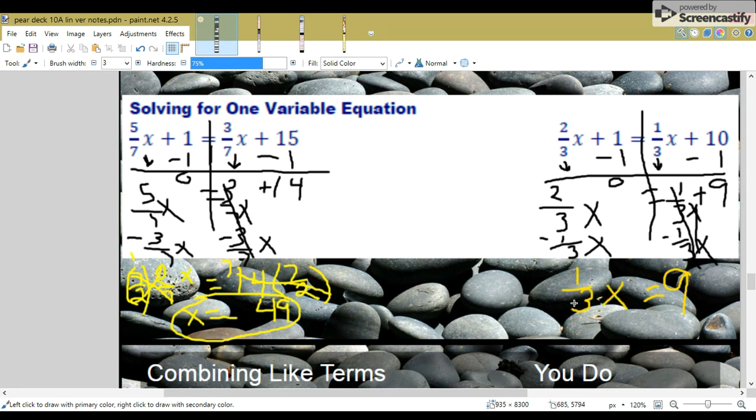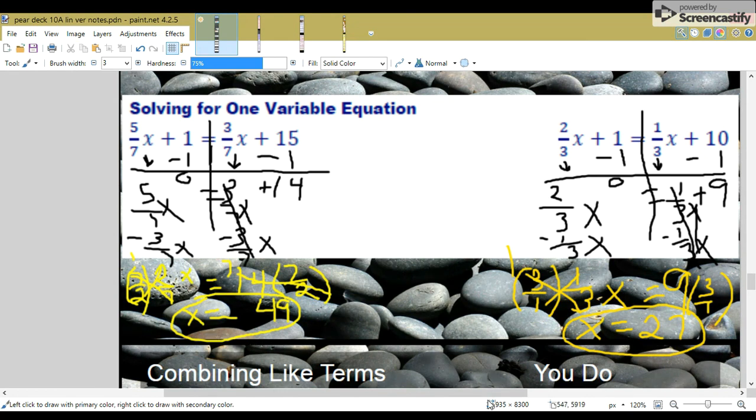To get rid of a fraction, we multiply by the reciprocal. We flip it. So instead of 1 over 3, we have 3 over 1. 3 divided by 3 is 1. 1 divided by 1 is 1. So 1x equals 9 divided by 1 is 9. 9 times 3 is 27. So x equals 27.